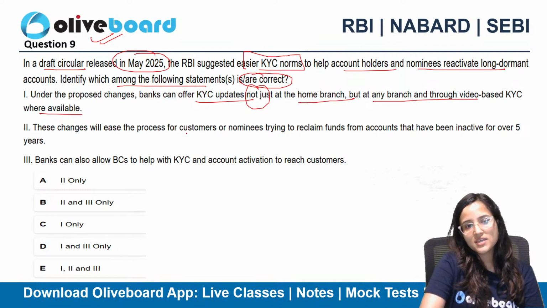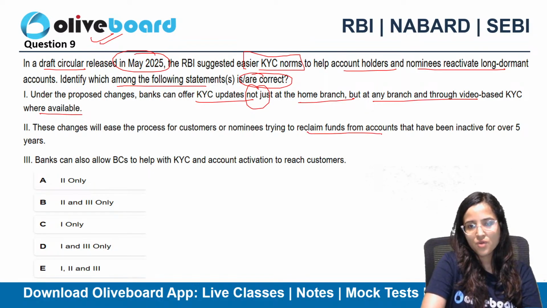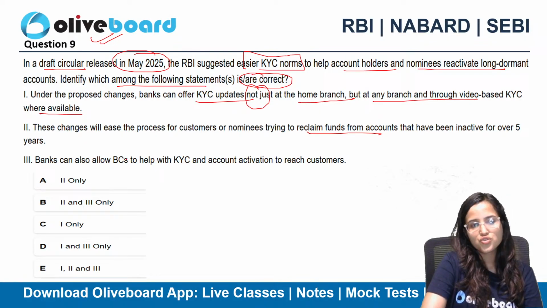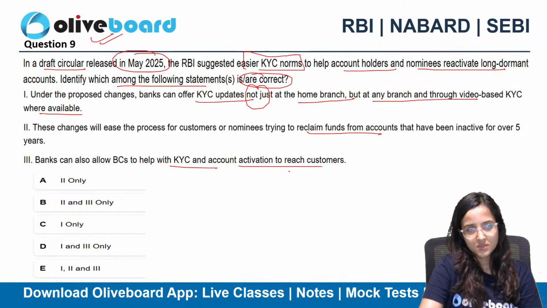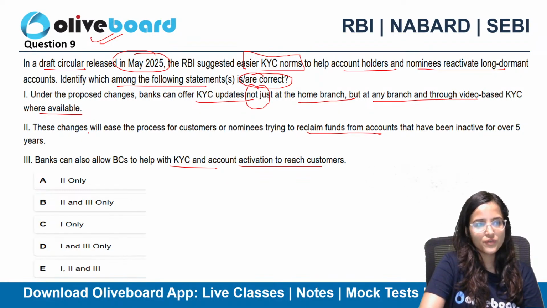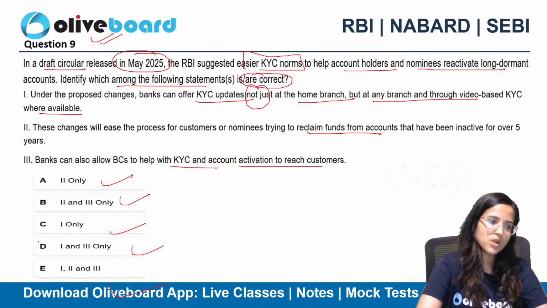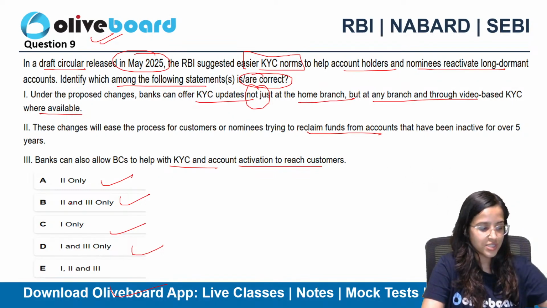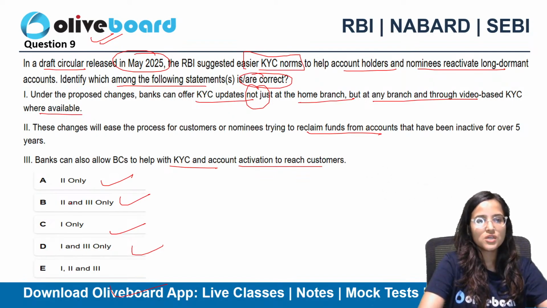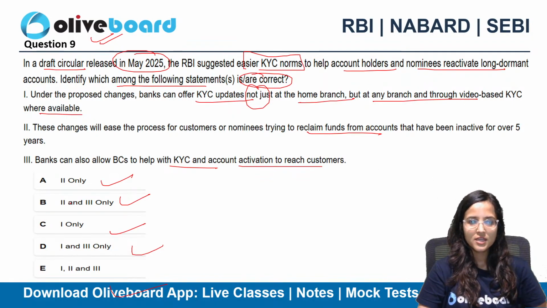These changes will ease the process for customers or nominees trying to reclaim funds from accounts that have been inactive for over 5 years. Banks can also allow BCs to help with KYC and account activation to reach customers. So, which of the following are correct statements? 2 only, 2 and 3 only, 1 only, 1 and 3 only, or 1, 2 and 3? What is the answer? A, B, C, D, or E? Just think for 2-3 seconds, read the statements carefully and then give me the answer.